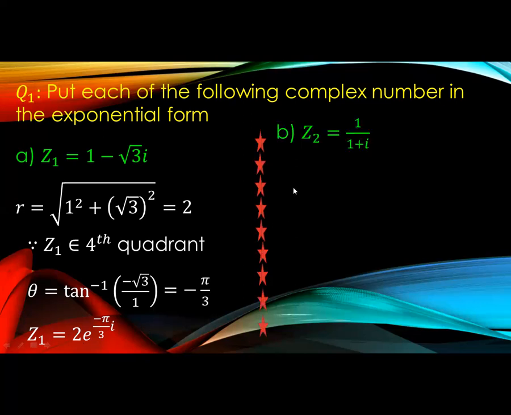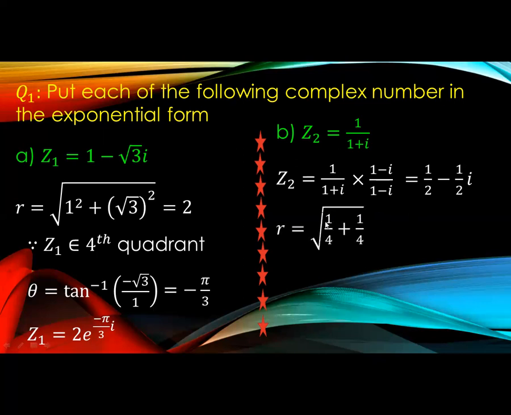Letter B, Z2 equals 1 over 1 plus i. This number is not in the simplest form, so we multiply up and down by the conjugate of the denominator. Multiply up and down by 1 minus i over 1 minus i, so we get half minus half i.